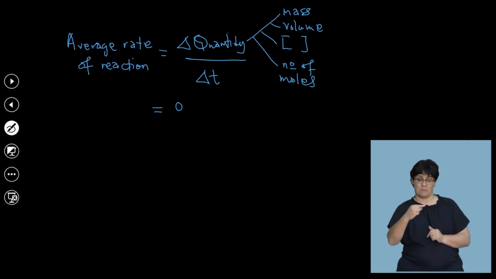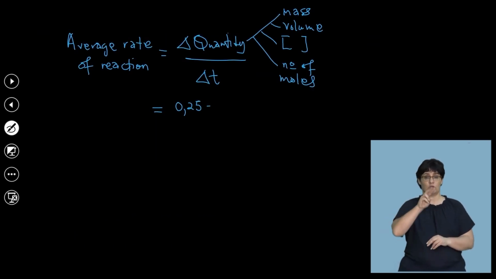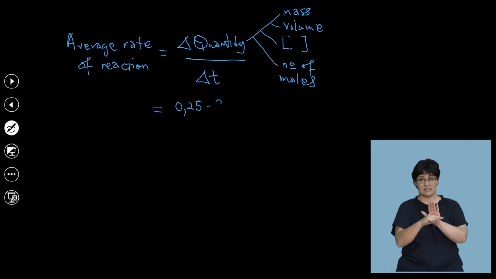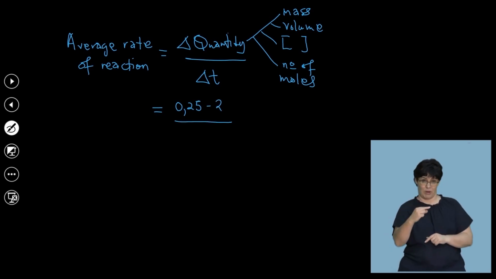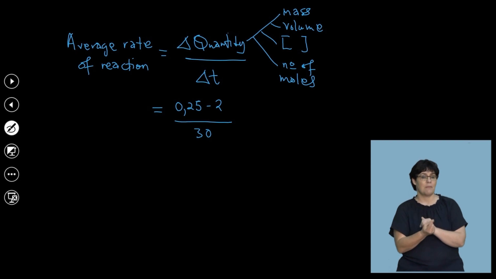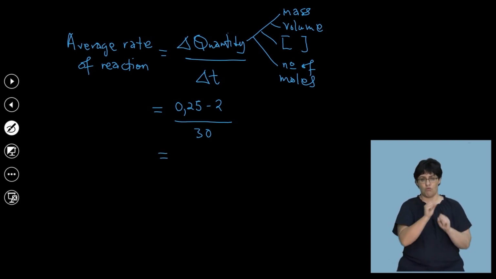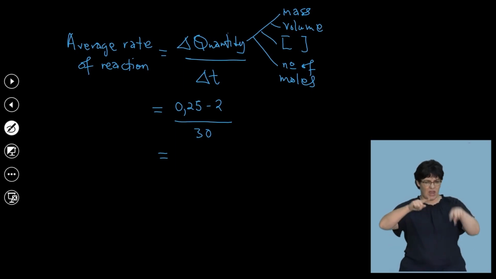So that's the final, 0.25, minus the initial mass, which is 2 grams. This change took place in half a minute, which is 30 seconds, right? So you'd realize that because this change in quantity involves a decrease in mass, the value that we are going to get here will be negative. The negative actually suggests that this is the average rate at which the mass is decreasing, okay?